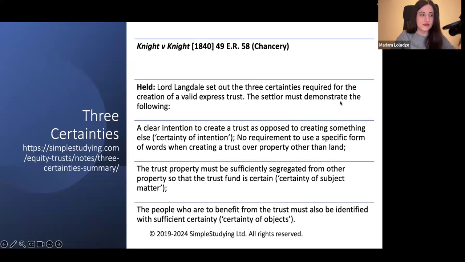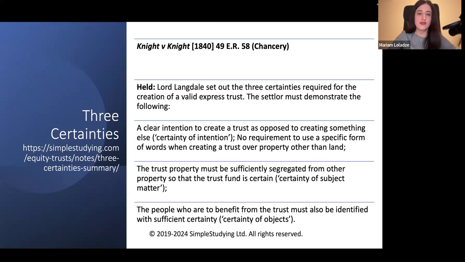3 certainties. Knight versus Knight is the key case where 3 certainties was discussed. In this case, it was held that 3 certainties are certainty of intention, certainty of subject matter, and objects. A clear intention to create a trust as opposed to creating something else, that's certainty of intention. There is no requirement to use a specific form of words when creating a trust of a property other than land. So it's not required to say the word trust. All you have to do is express a clear intention, certainty of intention to create a trust.